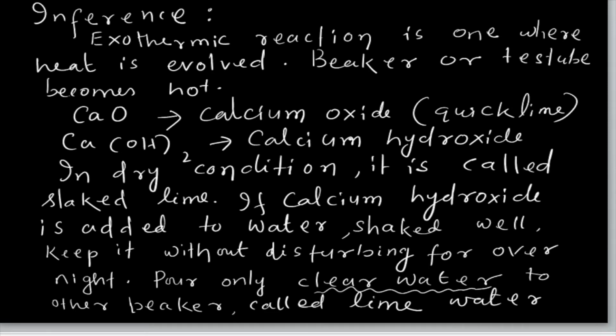And what is the formula? Calcium oxide is CaO. Calcium hydroxide is Ca(OH)2. It is an exothermic reaction where heat is evolved, so the beaker or test tube becomes hot. Calcium hydroxide in dry condition is called slaked lime, and when it is kept in water overnight, the clear water is called lime water.